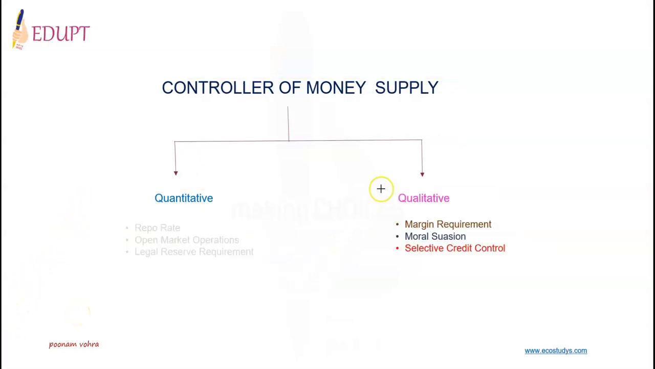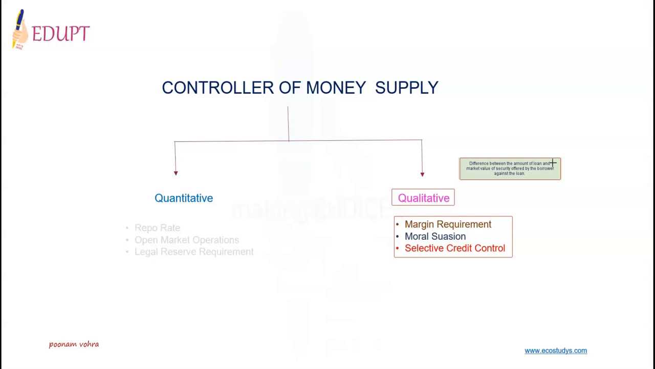The qualitative instruments of Reserve Bank of India include margin requirement, moral suasion, and selective credit control. Let's understand these one by one. Margin requirement: margin is the difference between the amount of loan and the market value of security offered by the borrower against the loan.